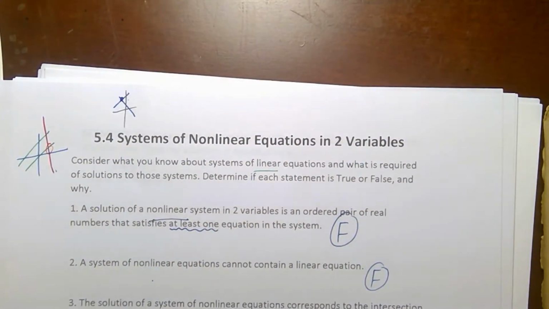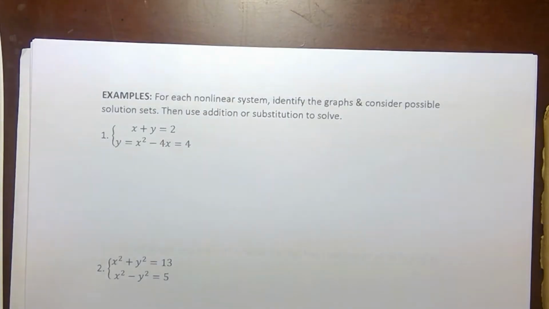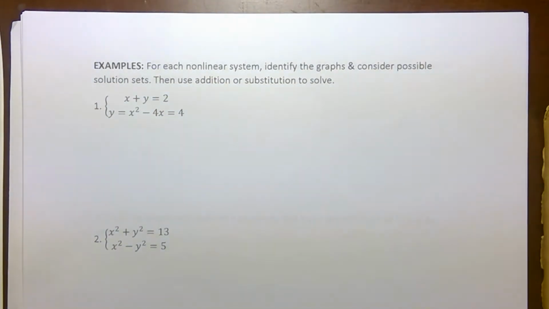Let's look at the next page. Let's solve some nonlinear systems. For each nonlinear system, identify the graphs and consider possible solution sets, then use addition or substitution to solve. So we're not being asked to graph anything. I'm just asking you to think about what the graphs would be so that I know in my mind what type of solutions I can expect.